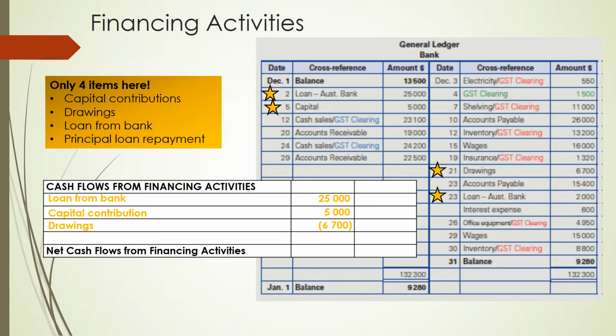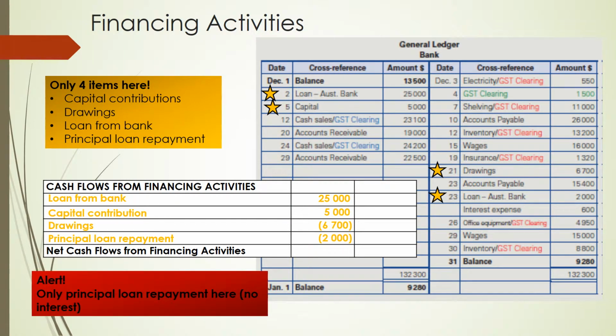The next one is a loan repayment to Ost Bank for $2,000. And again, please remember that we do not report interest payment here. We only report principal loan repayment under the financing activities section. Next, we calculate the subtotals of the positive amounts coming in and the negative amounts going out. Then we work out the net cash flows from financing activities by taking the $30,000 minus the $8,700.